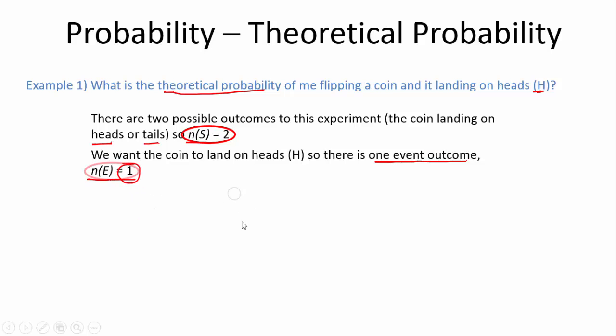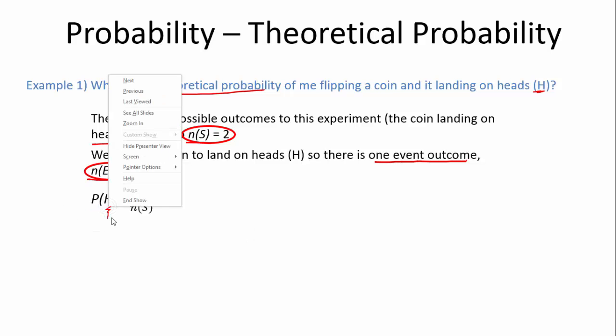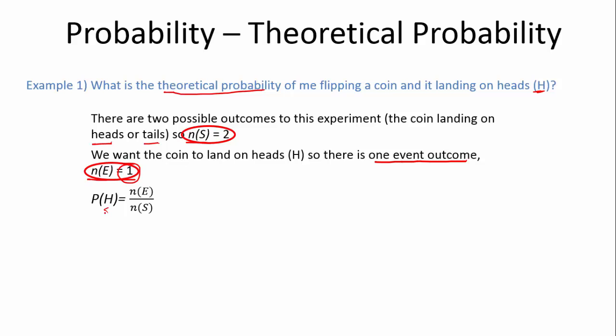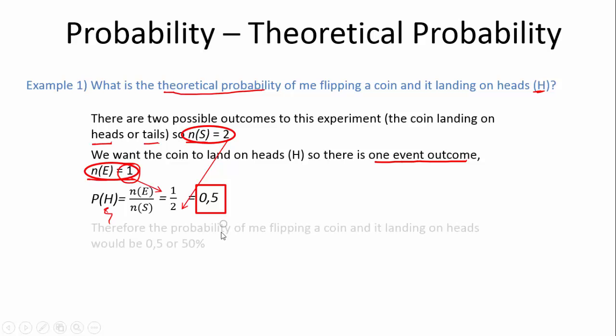So let's plug this into our equation. We say the probability of a head is equal to the number of desired events divided by the number of the sample space, and that is equal to 1/2. You see how we took those in there? And that is equal to 0.5. And that's our answer. 50%, 1/2. Remember, the probability of me flipping a coin and landing on heads is 0.5 or 50%.